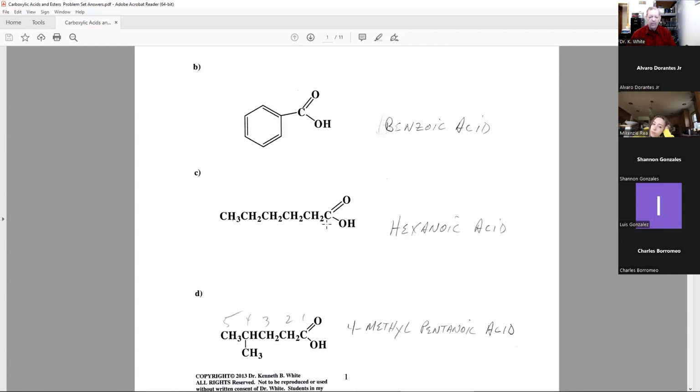How do you name it? You find the longest chain with the carbonyl carbon double bond oxygen, name it as an alkane, 6 carbons, 2, 4, 6, hexane. For carboxylic acid, drop the E, add the letters OIC in the word acid. And that's hexanoic acid. The carbonyl carbon is number 1 always. Everybody knows that, so we don't have to put the number 1 there.